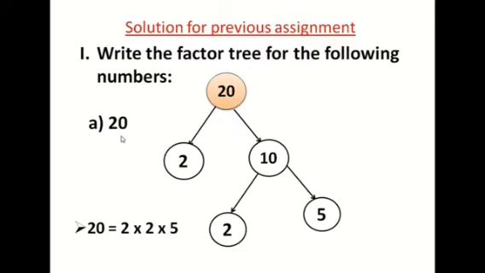Question number A, 20. So you have written 20 and you have to break down 20 into a pair of factors. So 2 tens are. 2 is a prime number, but 10 is a composite number, so you can break it down. 10 will be split into 2 fives. So now you can see 2, 2, 5 all are prime. So you can write finally 20 equals 2 into 2 into 5.